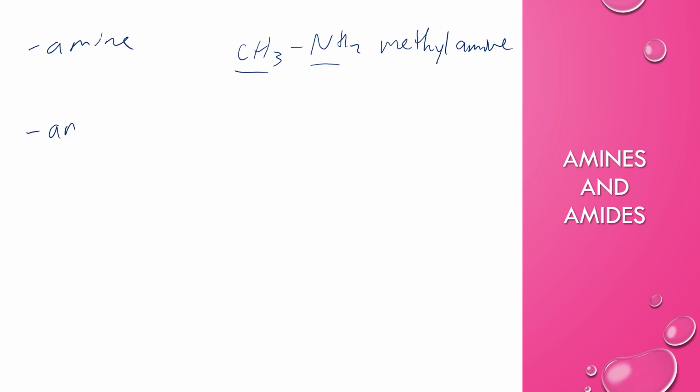Now you should be able to recognize names that have amines and amides in them, but you won't necessarily be asked to name them for yourself. Amines have the ending amine in them, so like CH3NH2, that would be methylamine because it has a single carbon attached to an amine group, methylamine. Amide, so you could have something like this.